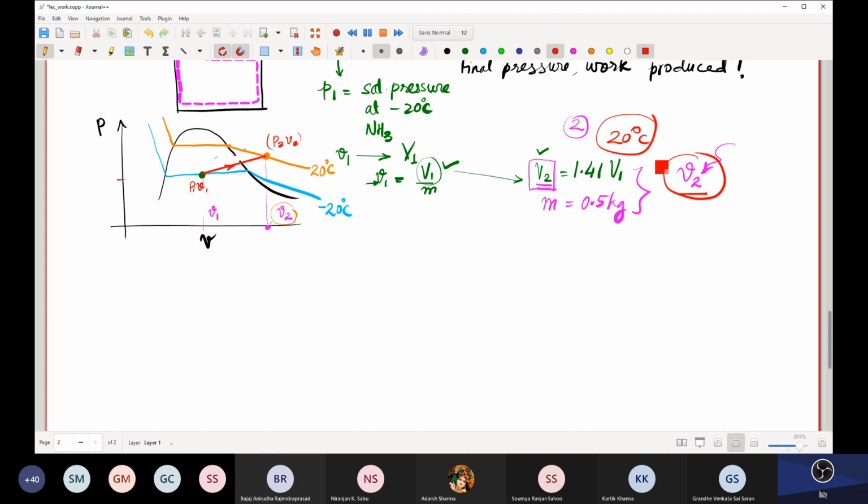So let's do these calculations. Let me fire up EES, and the point is that you must do the calculation using a table as well. In view of time, I am not doing that. So let me share my entire screen.